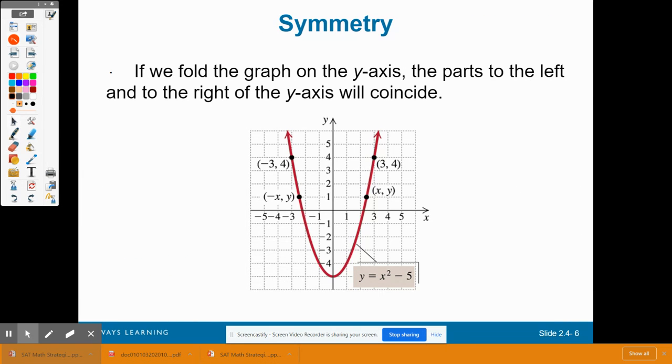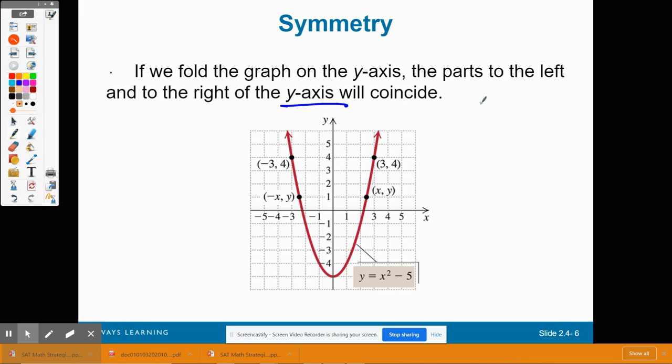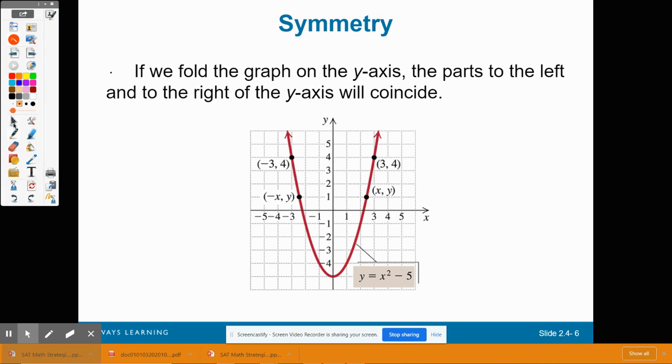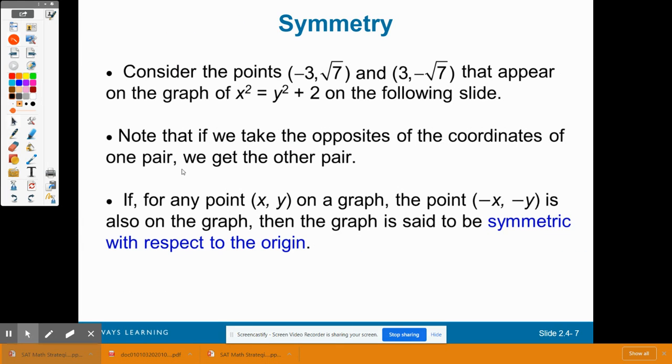With y-axis symmetry, they are functions. And they actually have a special name, which we'll talk about in a few minutes. These are actually called even functions. So if you see here, all these points, (x, y), (negative x, y), (3, 4), (negative 3, 4), (2, negative 1), (negative 2, negative 1). So they have y-axis symmetry, and we call them even.